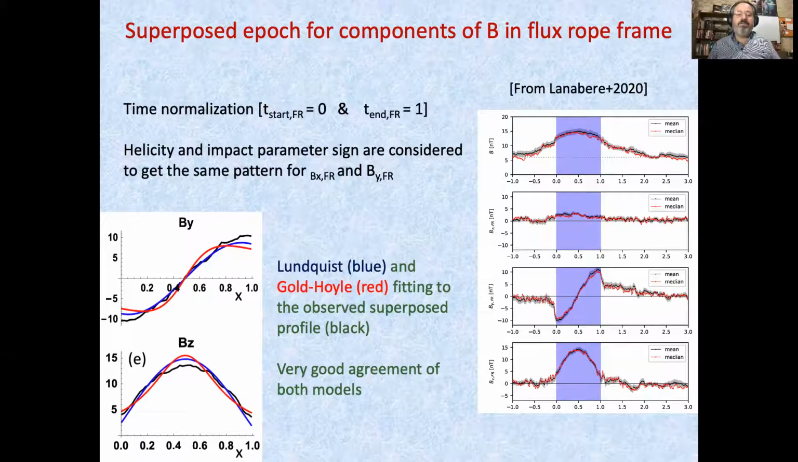This is the result of the magnetic field intensity, Bx, By, and Bz, the three components in the flux rope frame. And for the first time, we present this typical profile of very well-behaved magnetic clouds in the solar wind. You can observe here By, the typical profile with a negative change in sign, and Bz. And this is a comparison of observations with two models, the Lundquist and the Gold-Hoyle. There is very good agreement of both models with the observations.